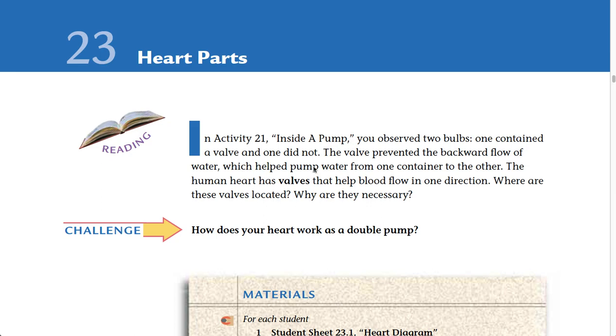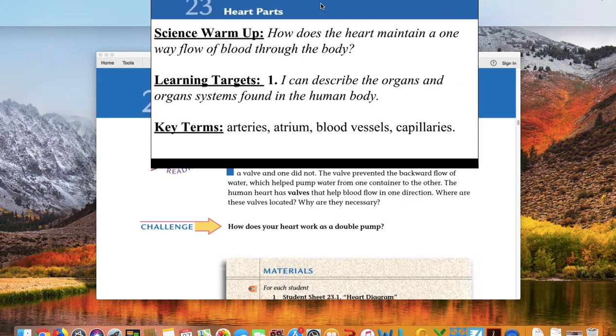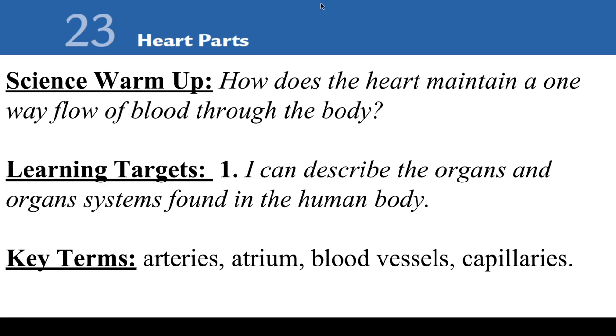This activity we're going to be looking at heart parts, and we're going to be diving into parts of the heart. And I can't stress this enough that you really pay attention to this reading because a lot of what you're going to read and see in this activity is things that you're going to be quizzed and tested on. So please make sure that you're really paying attention and focusing on this. Let's go ahead and do the title page for this activity.